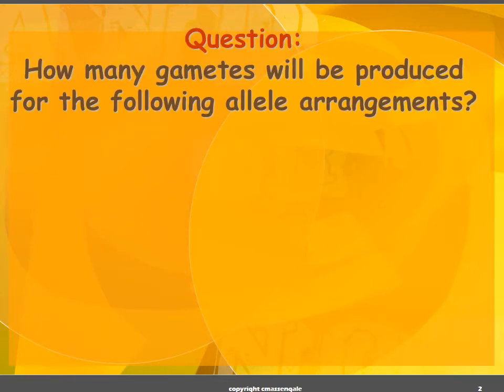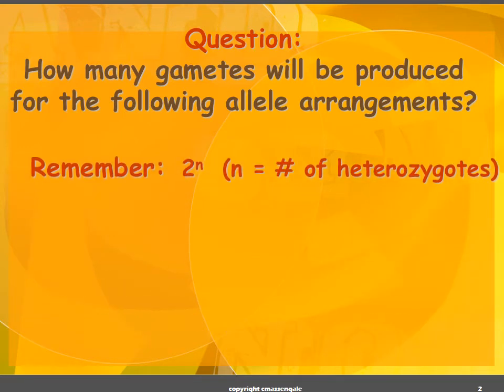So, here is a question. How many gametes will be produced with the following allele arrangements? Remembering that the formula is 2 to the power of n, where n is the number of heterozygous individuals. Remember, not homozygous. So that's important. So try and work it out.